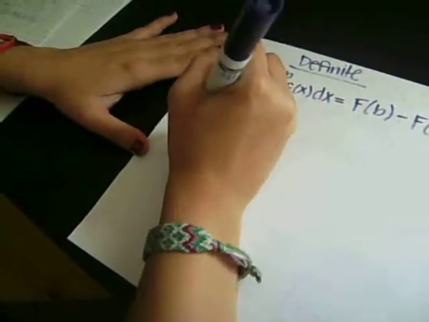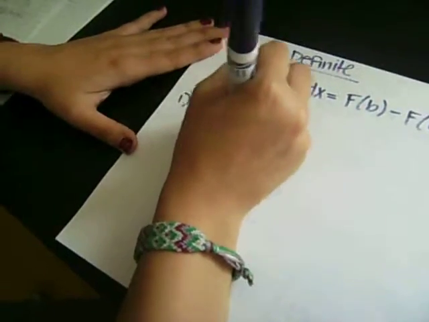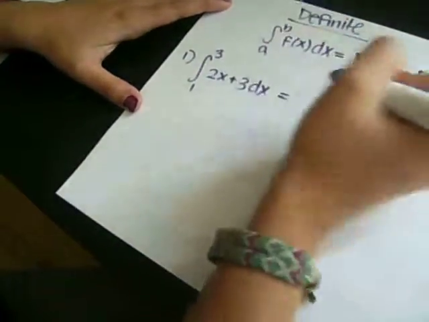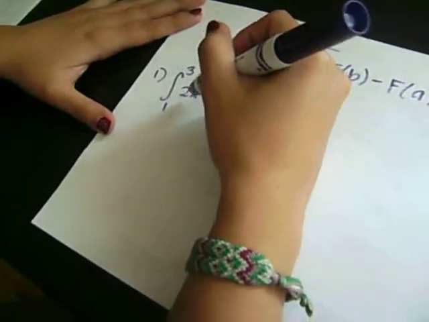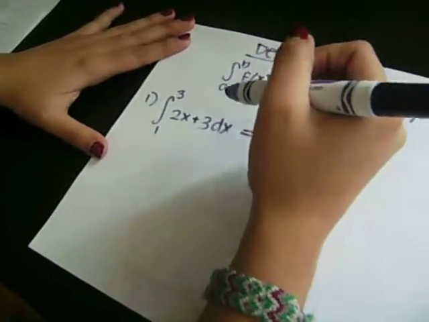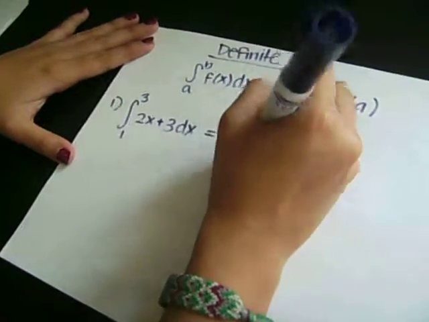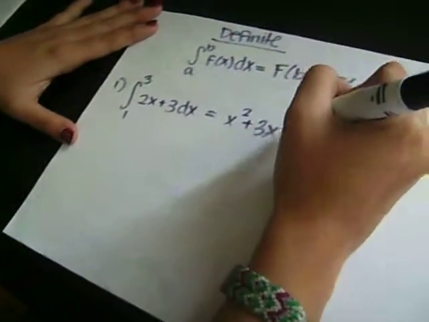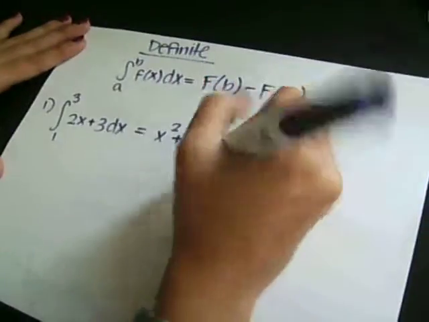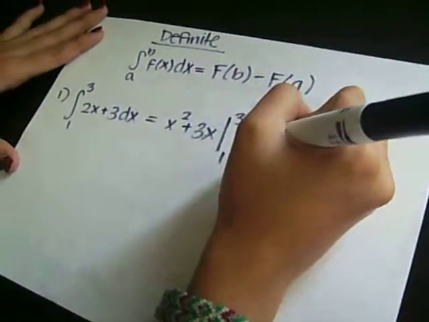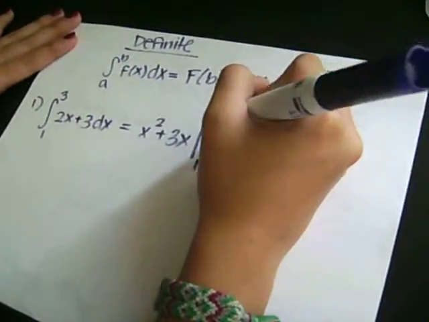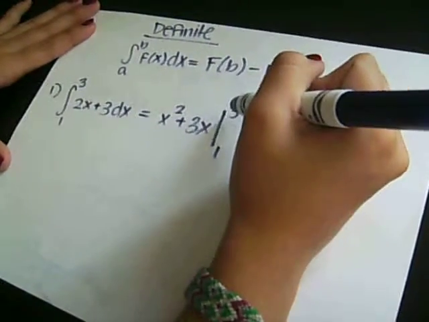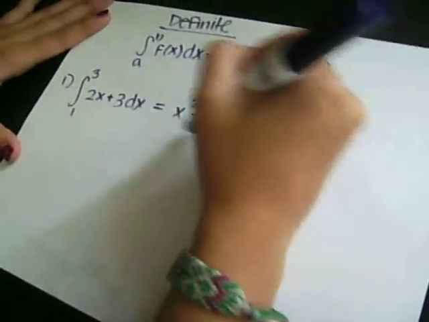So given the example, the antiderivative of 2x plus 3 from 1 to 3 equals, okay, the first step is to antiderive 2x plus 3. The antiderivative of that is x squared plus 3x. You're not done because you still need to plug in these values. So in order to show that, you put this line right there with your values from 1 to 3. And now what you do is you plug in, like it shows here, f of b minus f of a. This is your b, this is your a. You plug those into your f of x, which would be this.